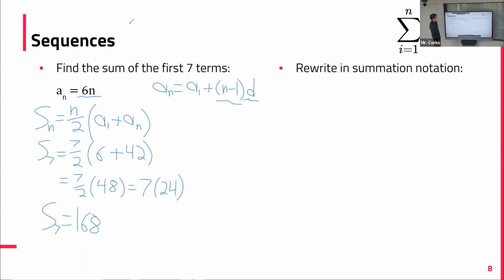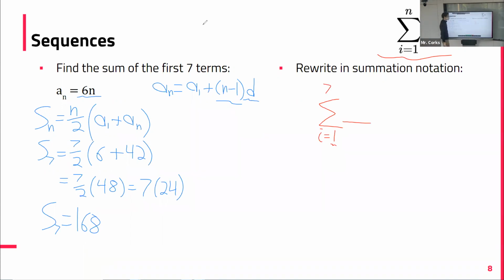Let's see if we can rewrite this in our summation notation using this kind of representation. So we need the big sigma. And what is our starting index here? 1. So it will almost always be 1, especially for these kinds of sequences. It doesn't need to be, but almost every example we have will be starting at 1. How far will it go? 7. So 1 on the bottom, 7 on the top.